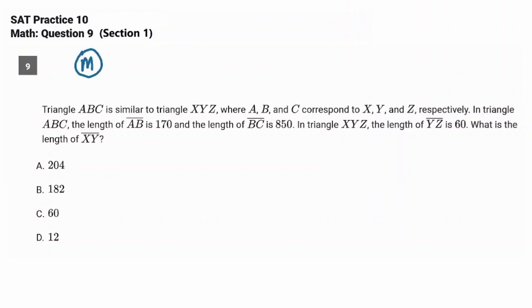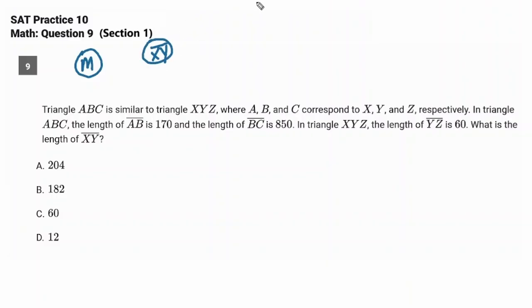Triangle ABC is similar to triangle XYZ, where A, B, and C correspond to X, Y, and Z, respectively. In triangle ABC, the length of AB is 170, and the length of BC is 850. In triangle XYZ, the length of YZ is 60. What's the length of XY? So we're looking for XY length.